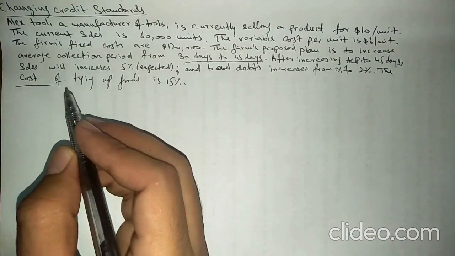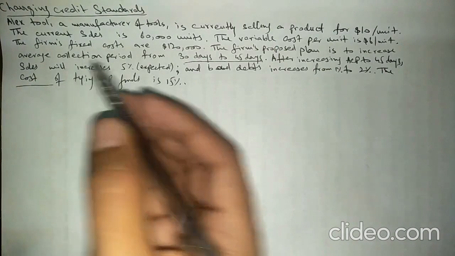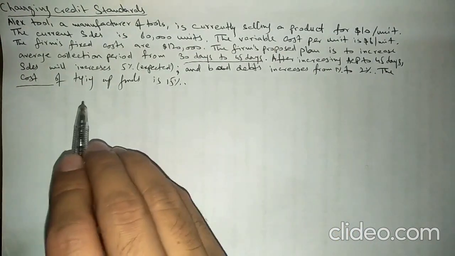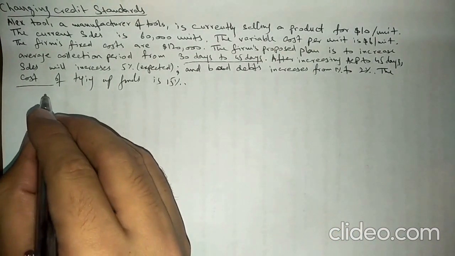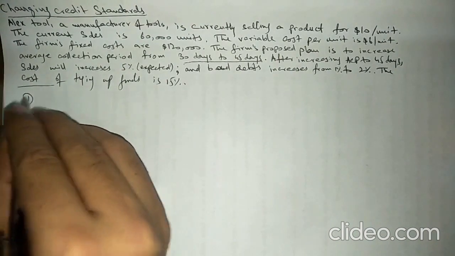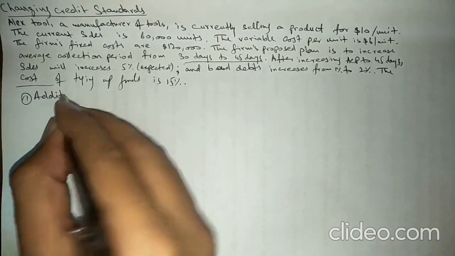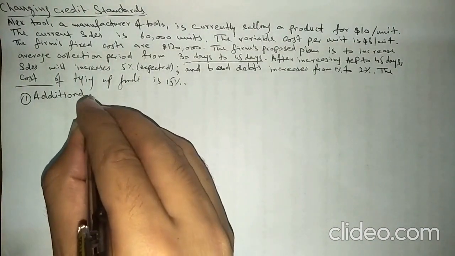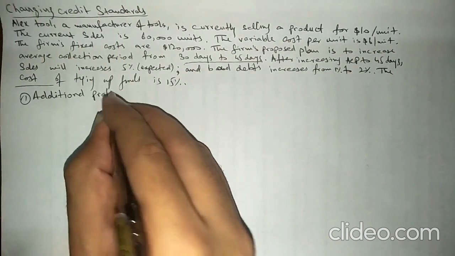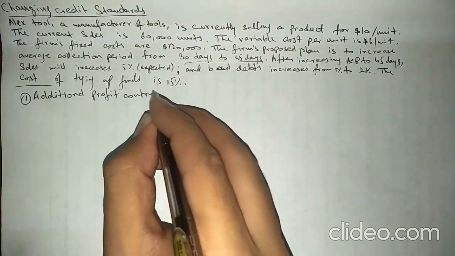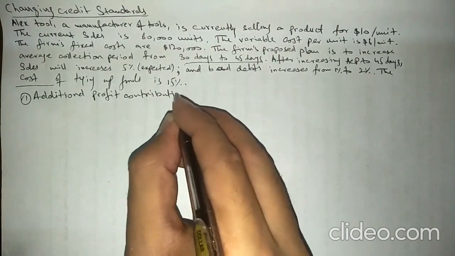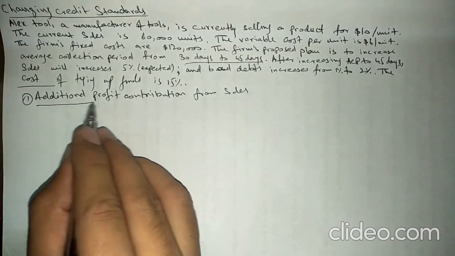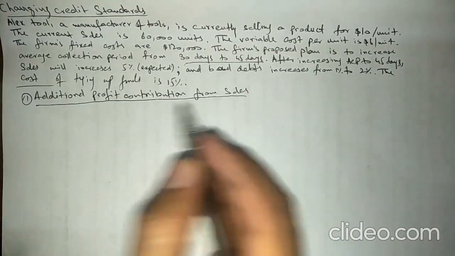First of all, for deciding whether we should increase the average collection period from 30 to 45 days, we will calculate the additional profit contribution from sales. So how can we calculate the additional profit contribution from sales?